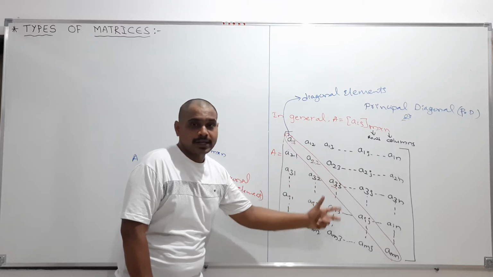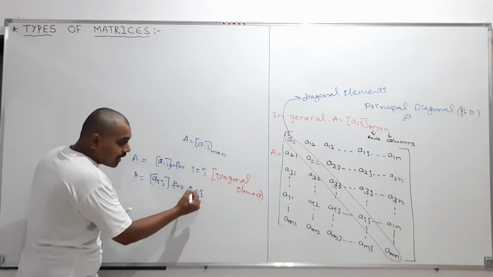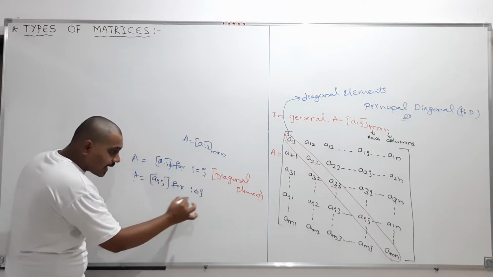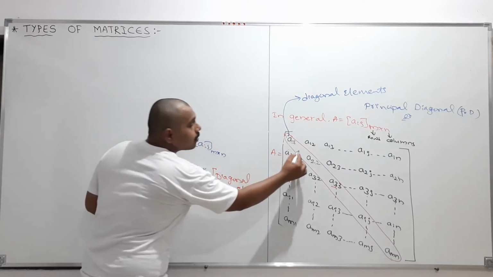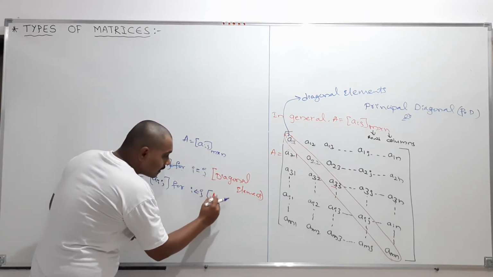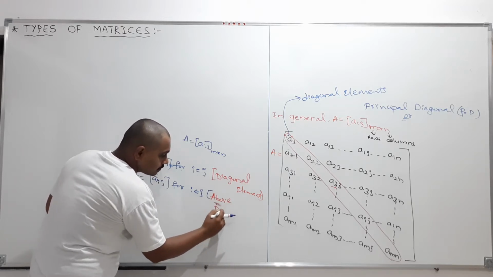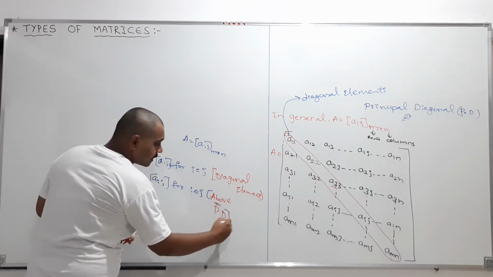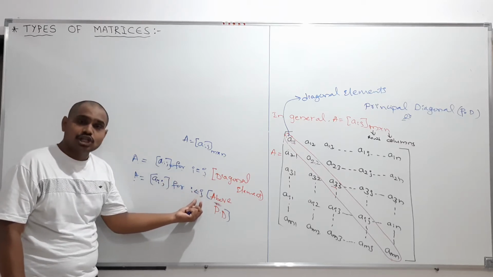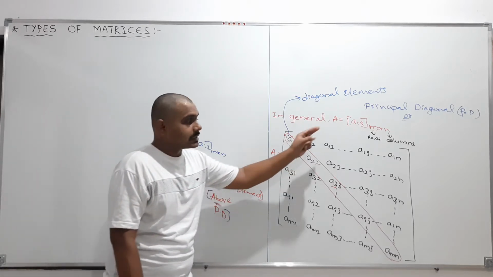So therefore my dear students, you can observe here, if I write A = Aij for i less than j, you should assume that these are the elements lying above the principal diagonal. So we can write here: above the principal diagonal. Clear, my dear students? If I write A = Aij for i less than j, these elements lie above the principal diagonal.